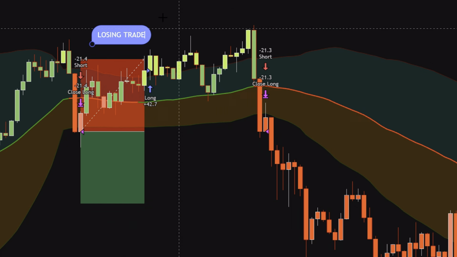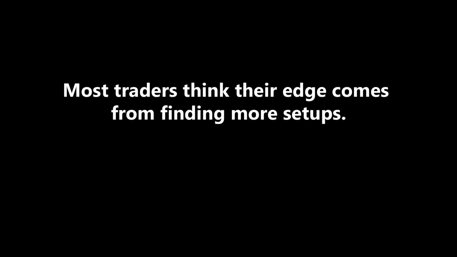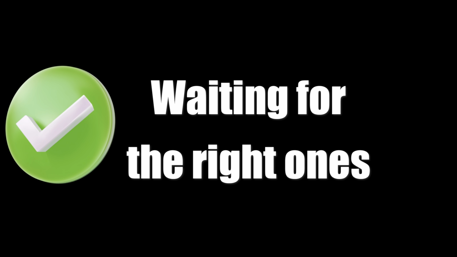These are the setups that quietly frustrate traders. Price might break above the upper band, but the move lacks conviction. No real participation behind it. You enter, it reverses. Stops get hit. Over time, it bleeds the account. Most traders think their edge comes from finding more setups. In reality, a big part of edge comes from waiting for the right ones.